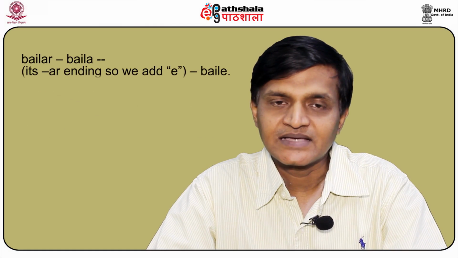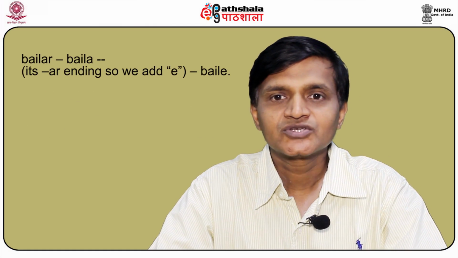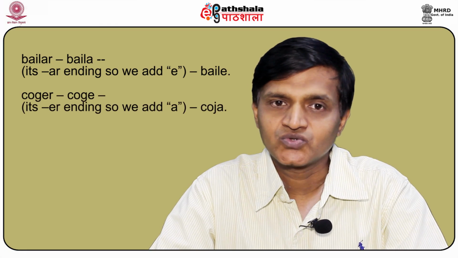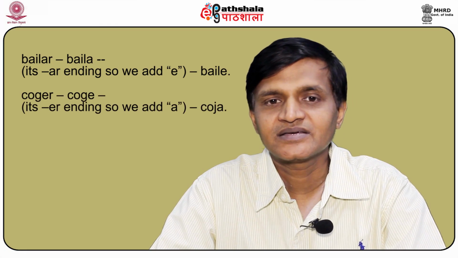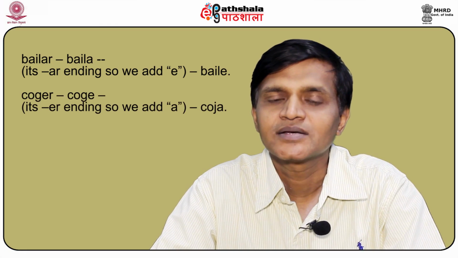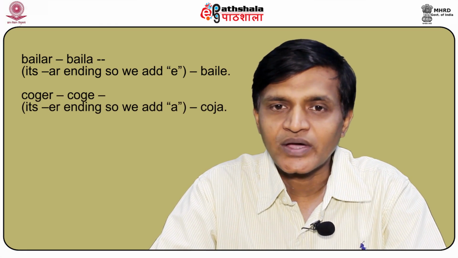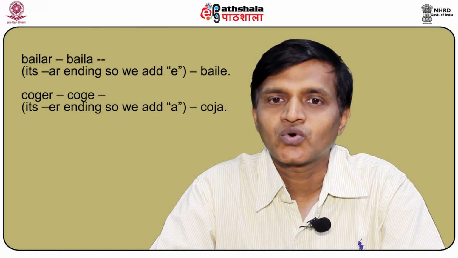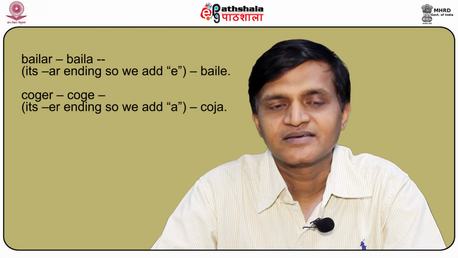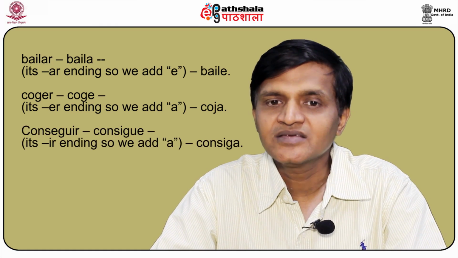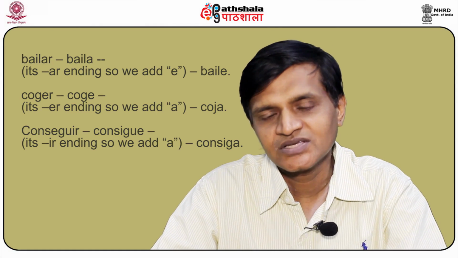Bailar is also another example of an AR ending verb, so we add E, baile. Coger is to catch, ER ending, so we add an A, it becomes coja. The only thing is that in coger it changes from COGE to coja, COGA. Conseguir, consigue, it's an IR ending, so we add an A as consiga.